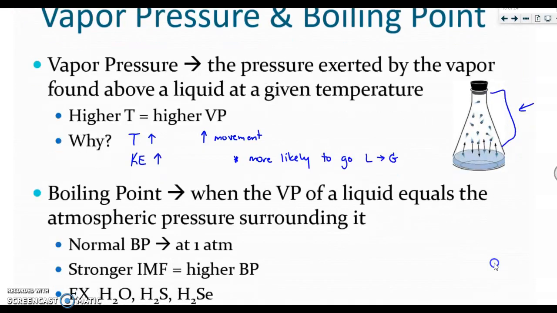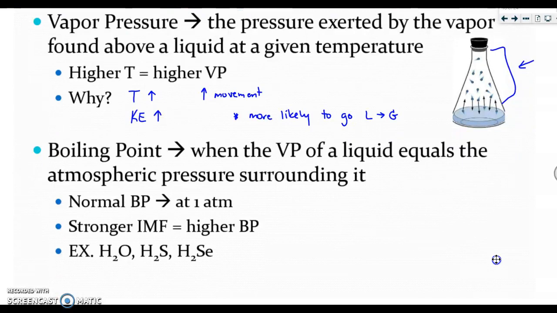Let's discuss boiling point. Boiling point is defined as when the vapor pressure of a liquid equals the atmospheric pressure, the outside pressure surrounding it. Normal boiling point is at 1 atmosphere. And again, we have a connection to IMFs. The stronger the IMF, the higher the boiling point. The stronger the IMF, the greater the surface tension. And the stronger the IMF, the greater the viscosity. They are all directly related. Let's go through this example problem, and then you'll have a chance to try some as well.